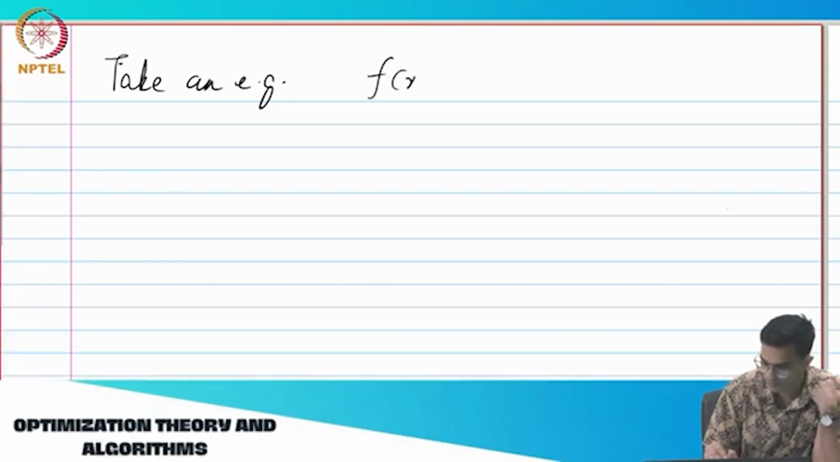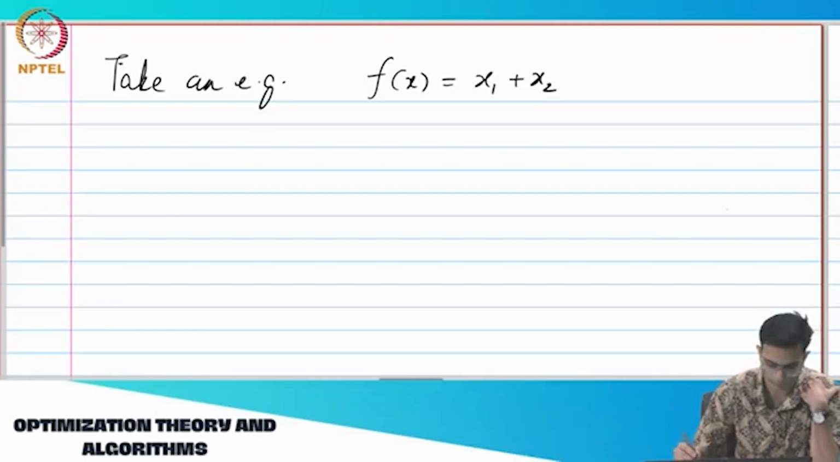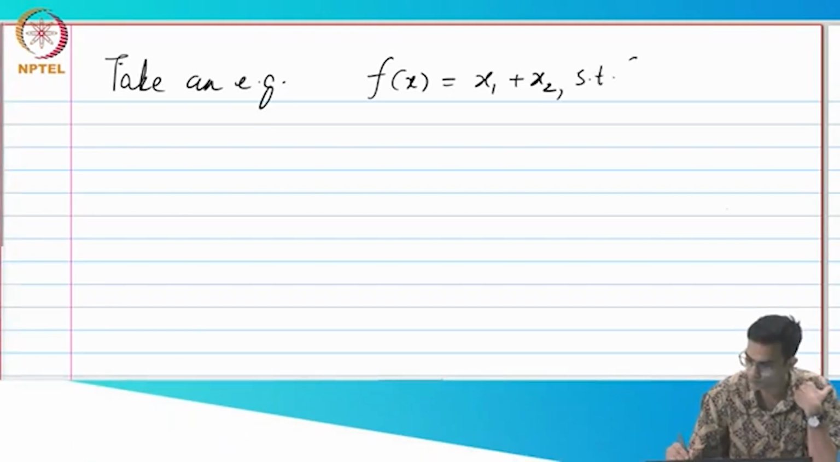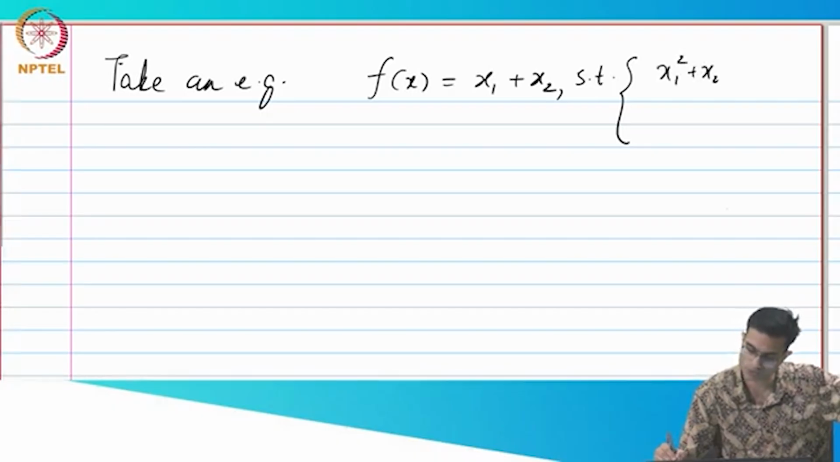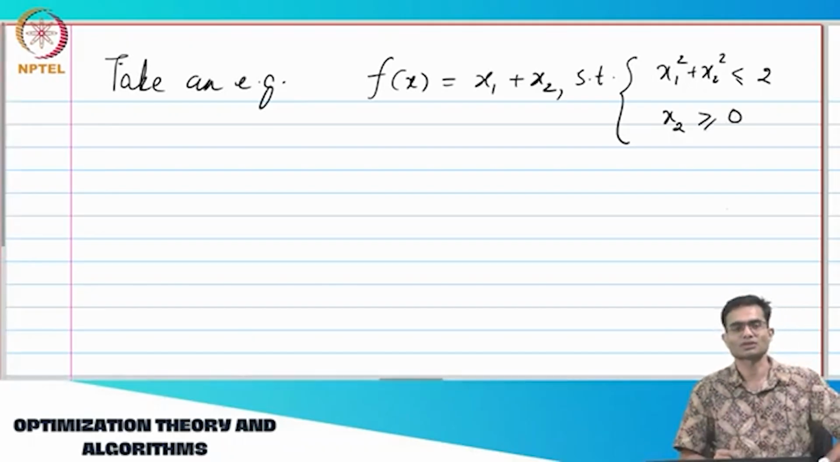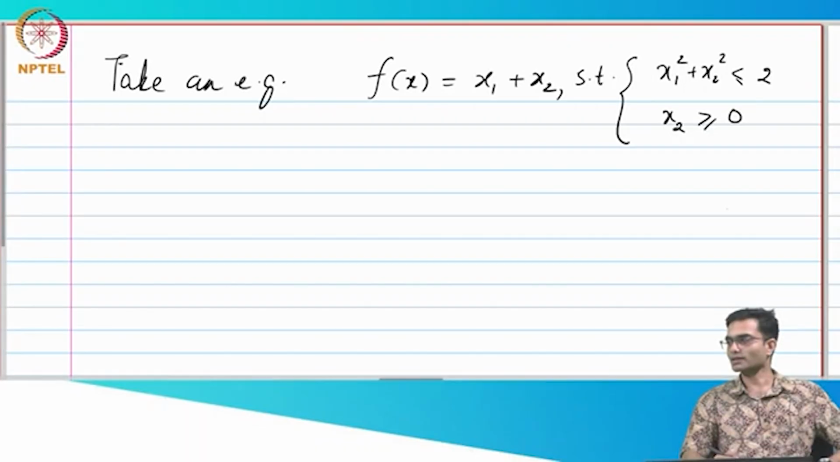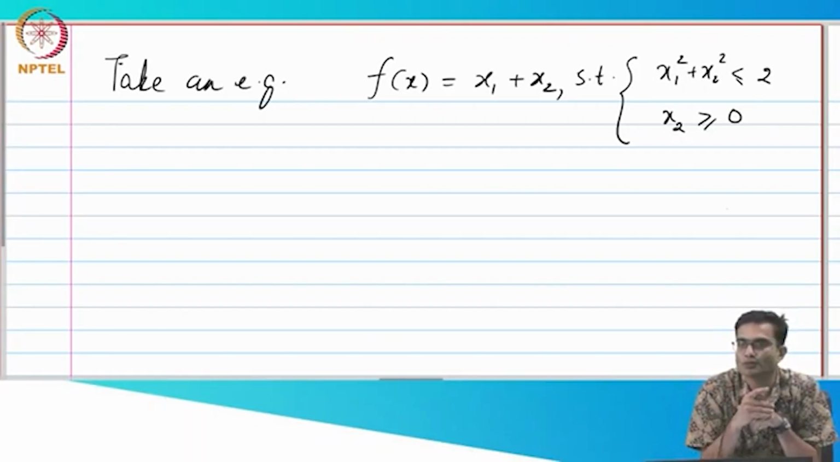I'm going to take my good old objective function x1 plus x2, okay, and I'm going to give you two constraints in the following way: x1 squared plus x2 squared is less than or equal to 2, x2 greater than or equal to 0. So this is like a general problem that comes to you, right? What should be our first step?